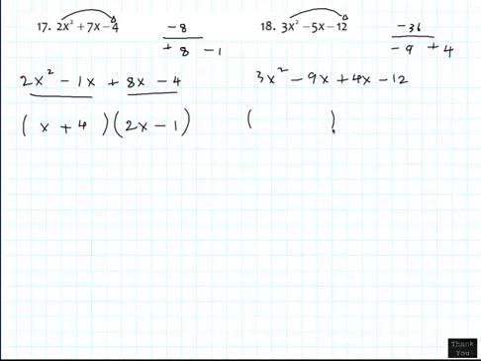Factor by grouping. Go ahead and do my two sets of parentheses. A 3x squared minus a 9x has a 3x in common. A 4x minus a 12 has a 4 in common. Take the 3x from the 3x squared, you're down to an x. Take the 3x from the negative 9x, you have minus 3.